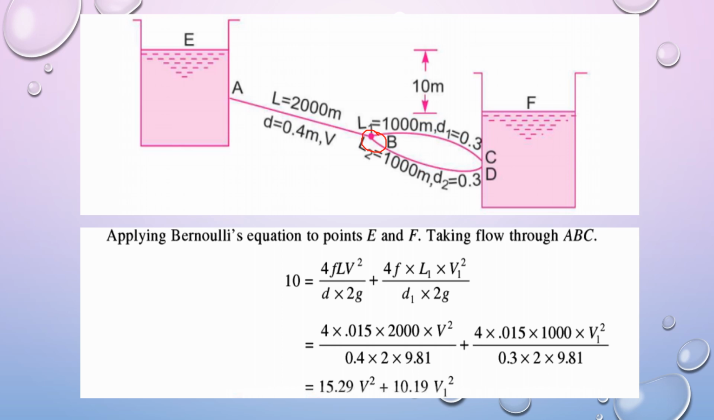And this head loss due to friction we can split into two parts. That is, first one is head loss due to friction happening here, and then head loss due to friction happening here. So we denote it by 4FL V square by 2GD for the part AB, and 4F L1 V1 square by 2GD1 for the part BC. Substituting the values, we do not know the value of V and V1, so we'll get an expression: 10 is equal to 15.29 V square plus 10.19 V1 square.